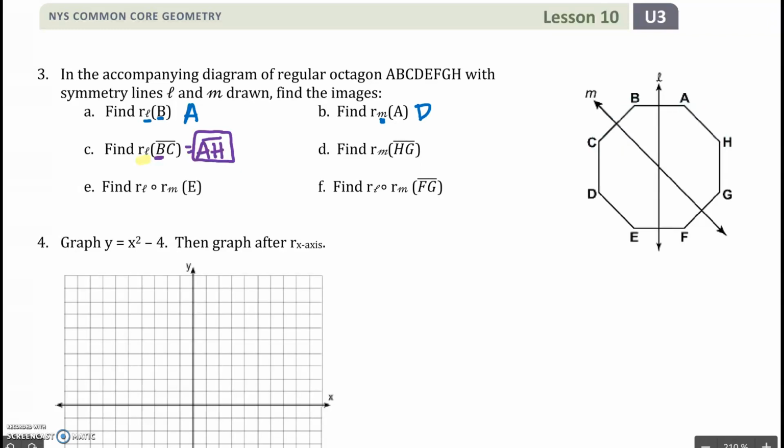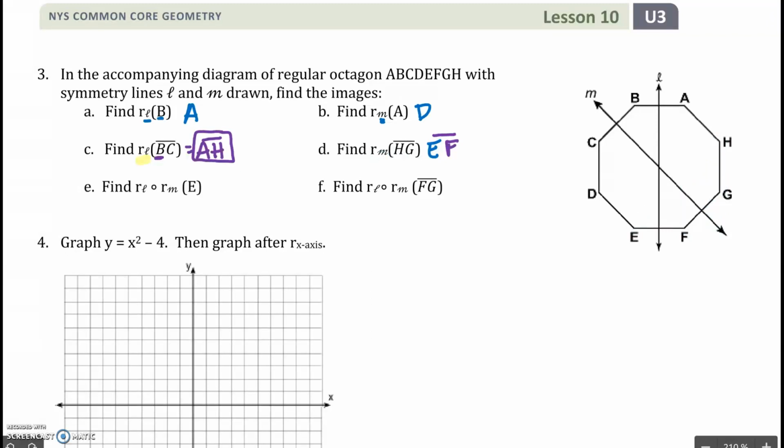Okay, next we're going to do the same thing with HG. So we're going to start with H, and we're going to reflect it over line M, which would land it on E. And then we're going to take G and reflect it over line M, which would land it on F. And so EF would be your answer. And again, it's important to make sure that you're doing only one at a time.